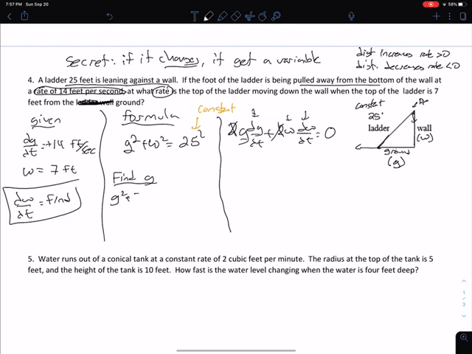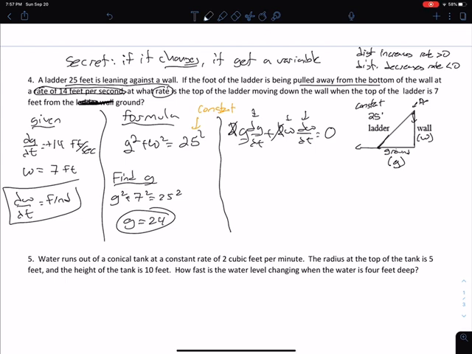g squared plus 7 squared equals 25 squared. And if you solve this, you get 24 for g. And I can just plug in 24 dg dt equals W. Plus. I messed up there. Give me a second here. Erase. I'll just start over there.